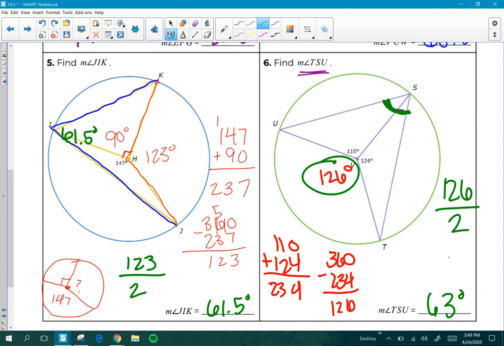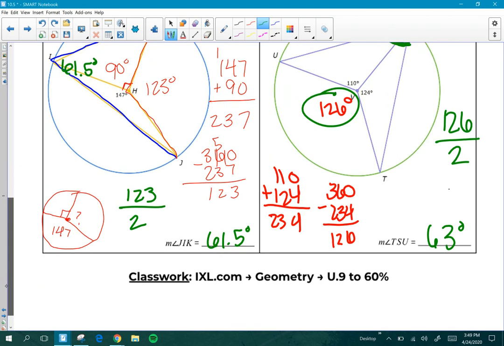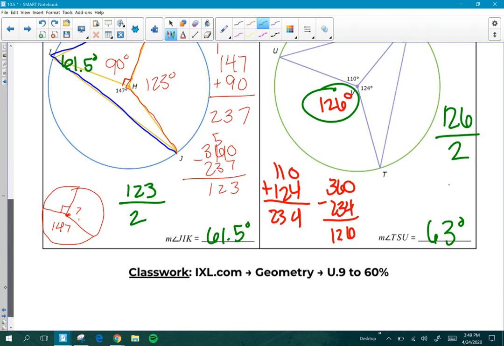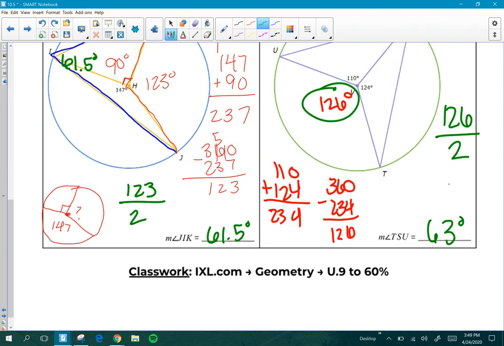All right, so that's this lesson in a nutshell. It is a little bit more challenging, I'm not going to lie, but it's doable. It's definitely doable. And I want to put you up to that challenge, but I want to be fair. You're home, a lot's going on. So I want you to complete U9, but only to 60%. And it doesn't take very many questions to get to 60%. I think maybe 8 to 10 questions. So it wasn't too bad.